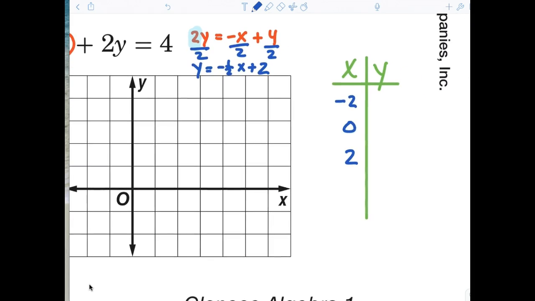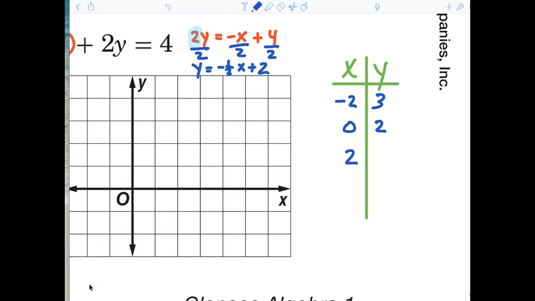Now again, here's the point where I say to you, be careful, please. Don't make mistakes with fractions. All right? If I plug negative 2 in for x, the y value will be what? Take your time. Who said it? 3. Beautiful. Because what's negative 1/2 times negative 2? 1. 1 plus 2. 3. Am I good on that? 0 times anything is 0, plus 2.